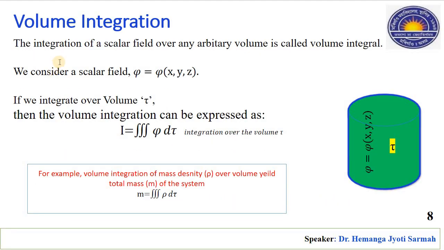Now coming to volume integration, the integration of any scalar field over an arbitrary volume is called the volume integration. We are considering a scalar phi which is a function of x, y and z. If we integrate over the volume tau, then the volume integration can be written as I equal to integration of phi with respect to the volume d tau. If we want to find the total mass of a system for a given volume tau, and rho is the mass density of the system, then the total mass of the system can be written as integration of rho d tau.